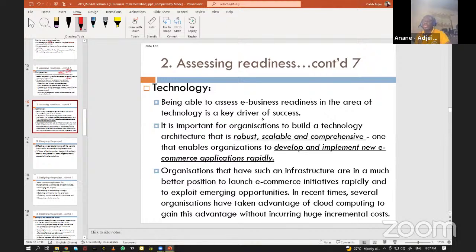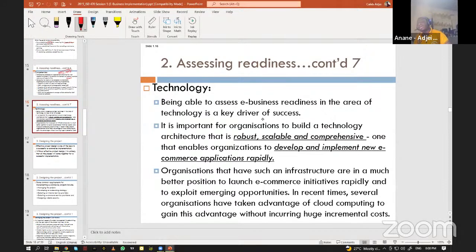You will be dealing with a lot of people. People want to hack your system. People want to break through your system. People want to steal customer information and other things.